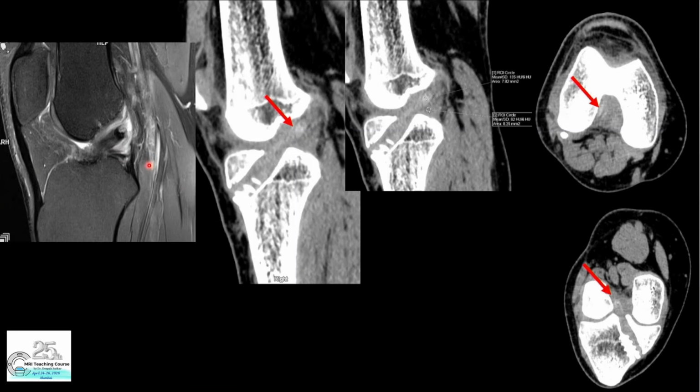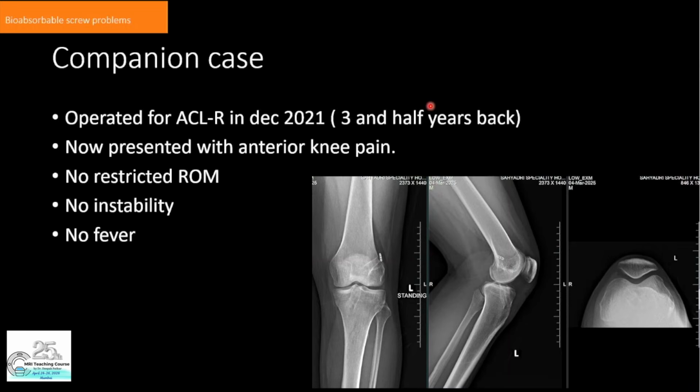CT. So this is the CT. So there is a slight hyperdense material along the graft which is seen on all the reformations. So what has happened is that the bioabsorbable screw had degraded too fast and the fragment had got displaced, and that is the reason the graft started failing.